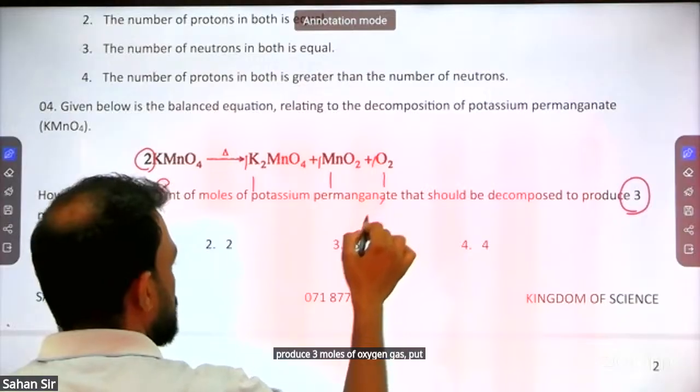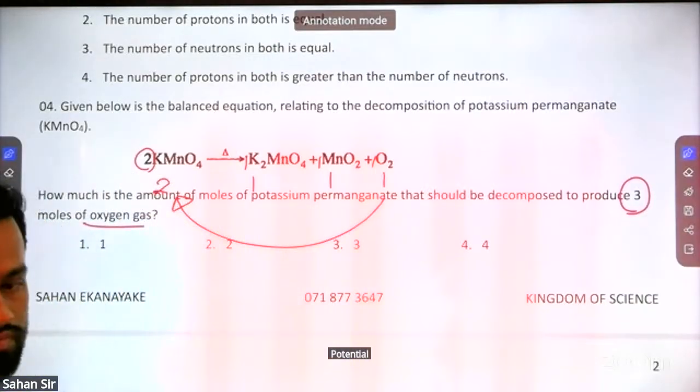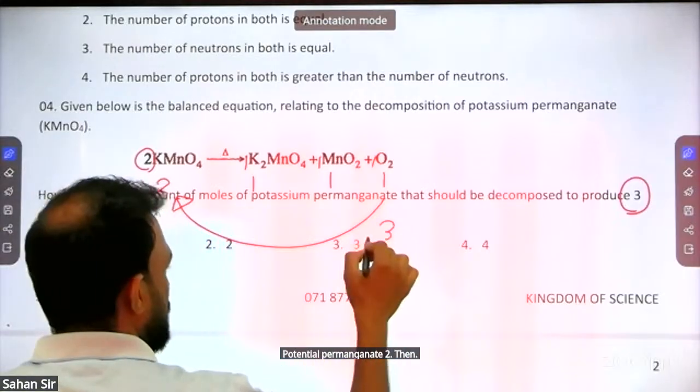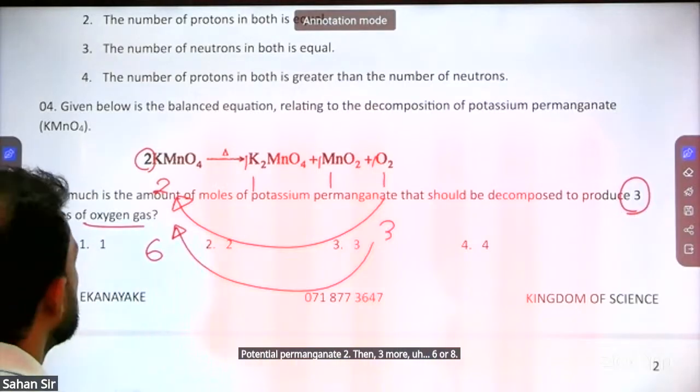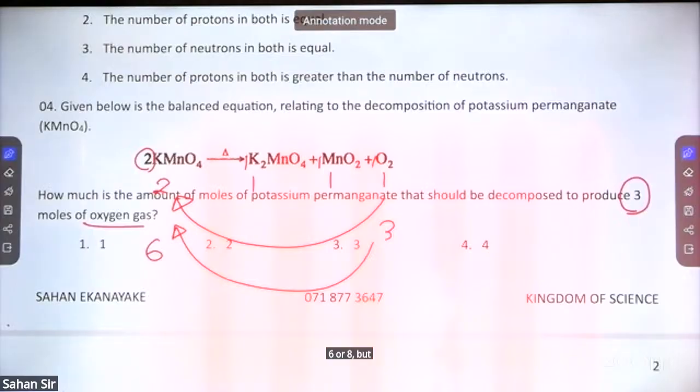To produce 1 mole of oxygen, potassium permanganate needs 2 moles. Then for 3 moles of oxygen gas, it needs 6 moles. So the answer is 6.